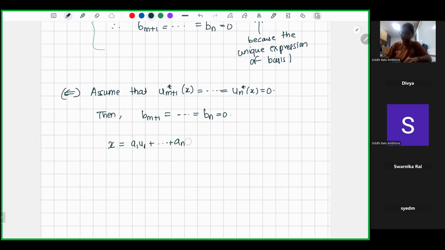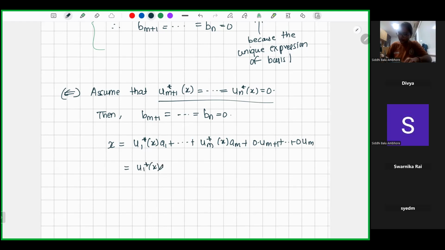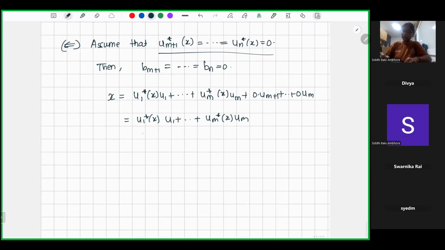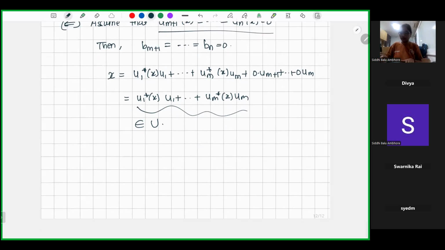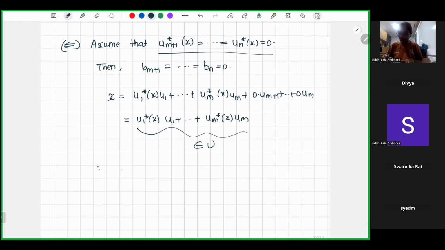This is actually u1* x a1 star x am, plus since this is 0, I get 0 so on, and 0 un, and this is some u1* x a1, sorry, this is u1* x and this is anyway 0, and this is just some linear combination of elements of basis of u, so this must belong to u. So this linear combination belongs to u, therefore x belongs to u.